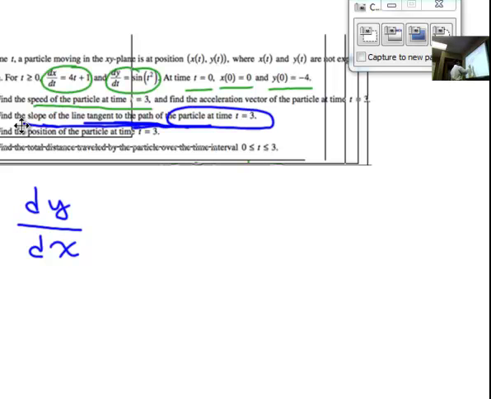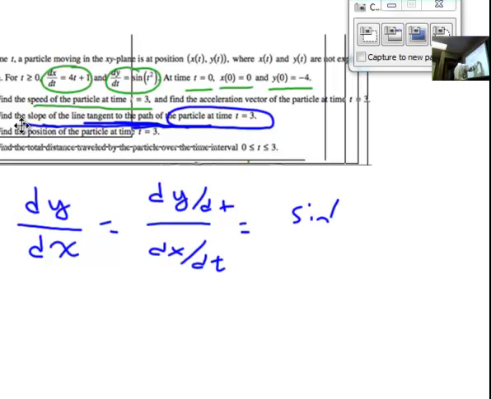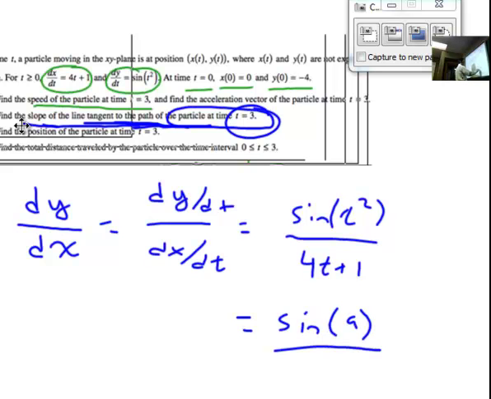We know that from the past. But what we need to remember is that dy dx is dy dt over dx dt, which in this case is sine of t squared over 4t plus 1. And at t equals 3, we're looking at sine of 9 over 13. That's dy dx, or the slope of the line tangent at t equals 3.